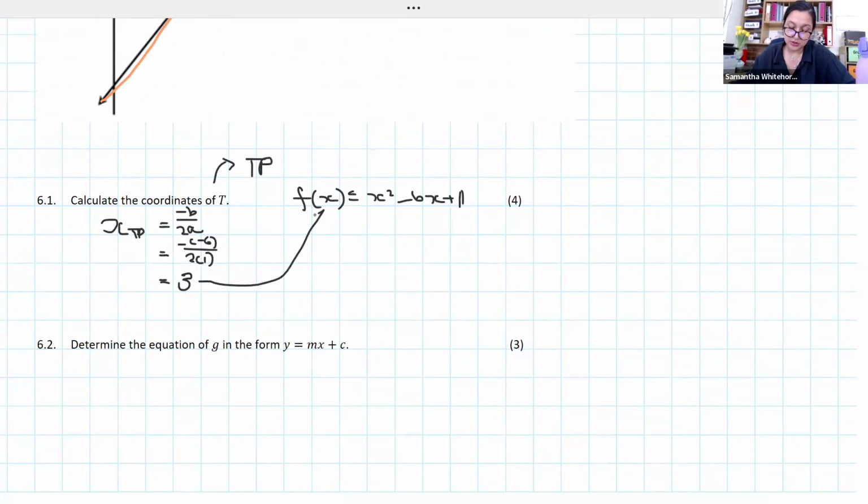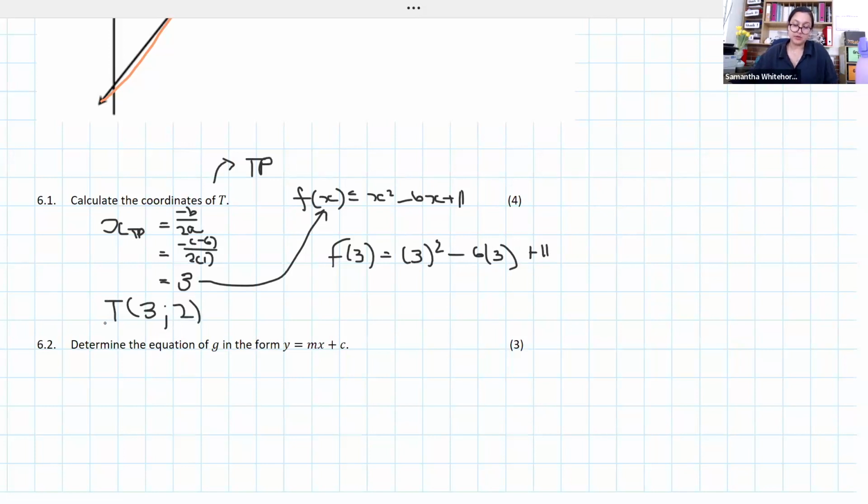We would then substitute that back into your original equation to get y. And so what that means is that T is at x equals 3. If we sub this back in, we get 3 squared minus 6 times 3 plus 11. And you end up with a y coordinate for T, or for your turning point, of 2. So T is equal to (3; 2).